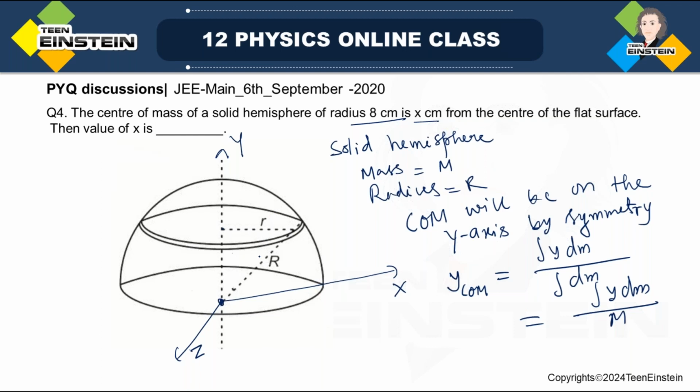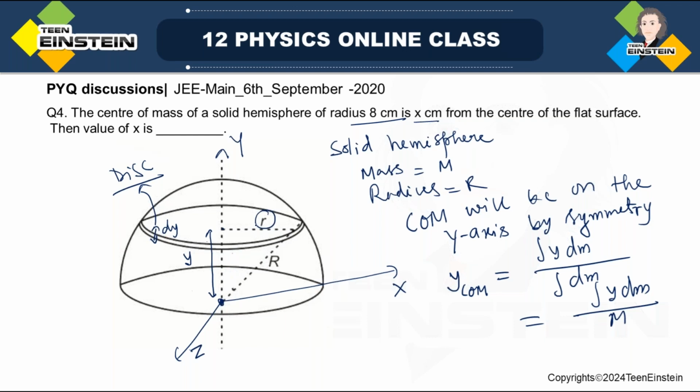See here, to find the center of mass of this solid hemisphere, I'm just considering a disk, at y distance from the center of this flat surface, where I have taken the origin of the coordinate system. This disk has radius, let us say, small r. So the first step: I have considered a disk which is at y distance away from the origin, has radius r, and let us say its thickness is dy.